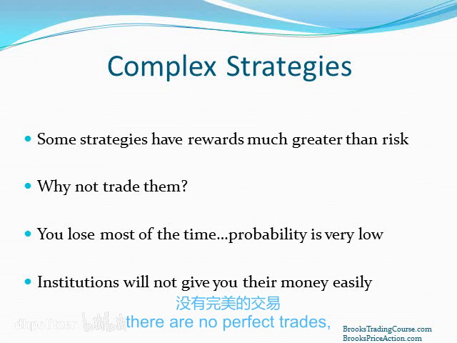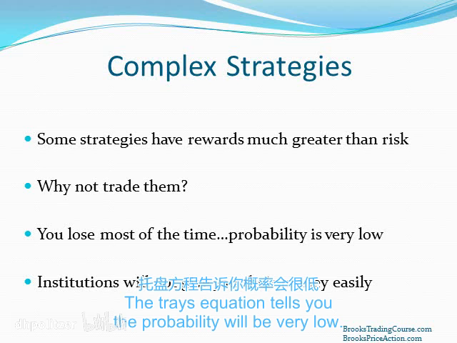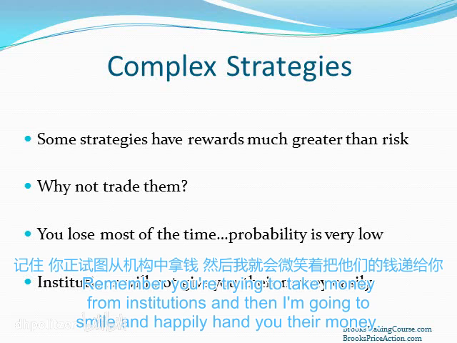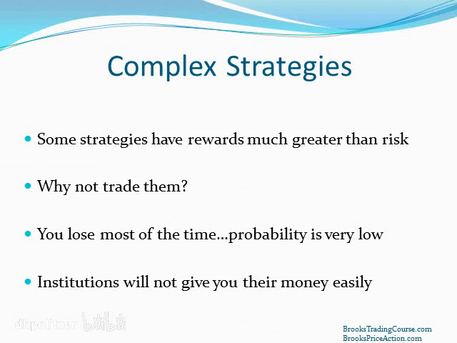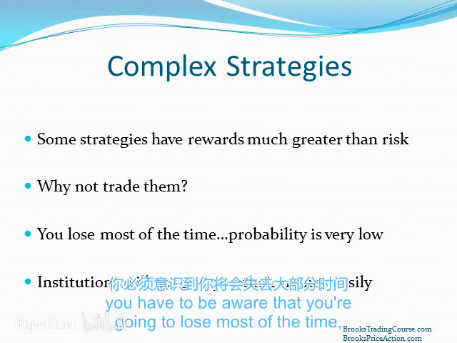Remember, there are no perfect trades, and anytime you see a trade where the reward is much greater than the risk, you know that you're going to lose most of the time. The trader's equation tells you the probability will be very low. Remember, you're trying to take money from institutions, and they're not going to smile and happily hand you their money. So anytime they're going to dangle a big reward in front of you with very little risk, you have to be aware that you're going to lose most of the time.